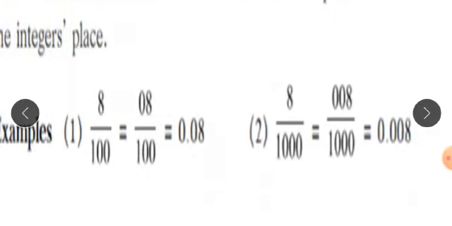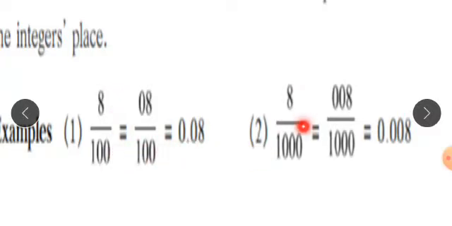Example, the first one is 8 upon 100. Here the number of zeros in the denominator is 2 and the number of digits is 1. Therefore, student, if you want to make the number of digits equal to the number of zeros, then you have to put 0 before 8, and after that put a decimal point, and before that 0 in the integers place. Therefore the reading of 8 upon 100 is 0.08.